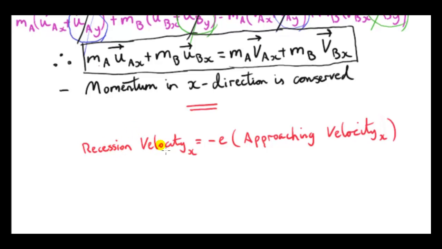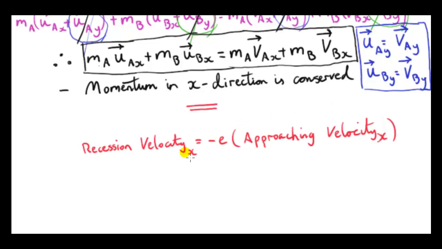So that tells us that the recession velocity of the two spheres in the x direction after the collision is minus e times the approaching velocity of the two spheres in the x direction. So it's important to note that we are only considering the x direction. That's the direction in which the collision happens. And now as for the y direction, just to recap this, we saw that the velocities in the y direction do not change for sphere A and for sphere B.